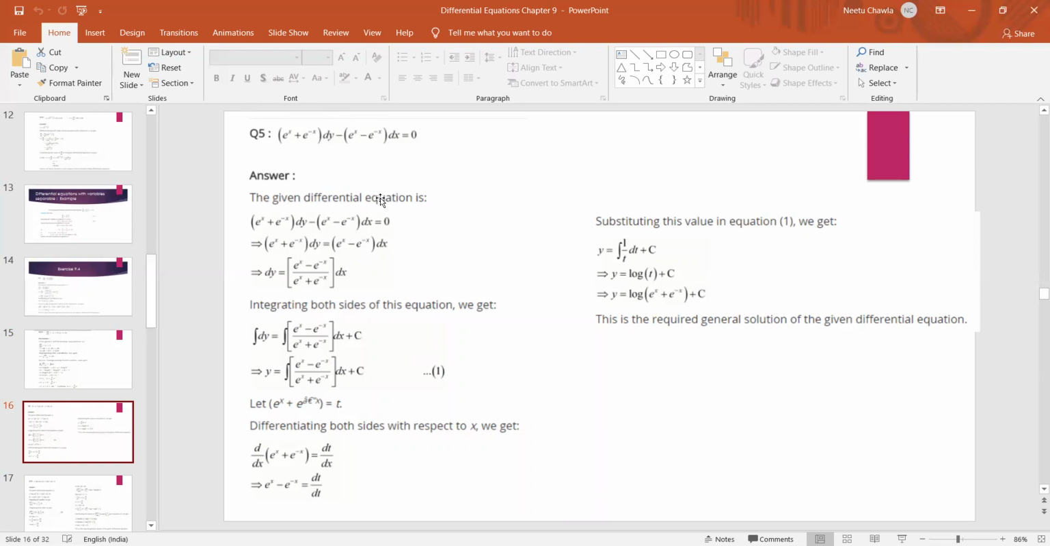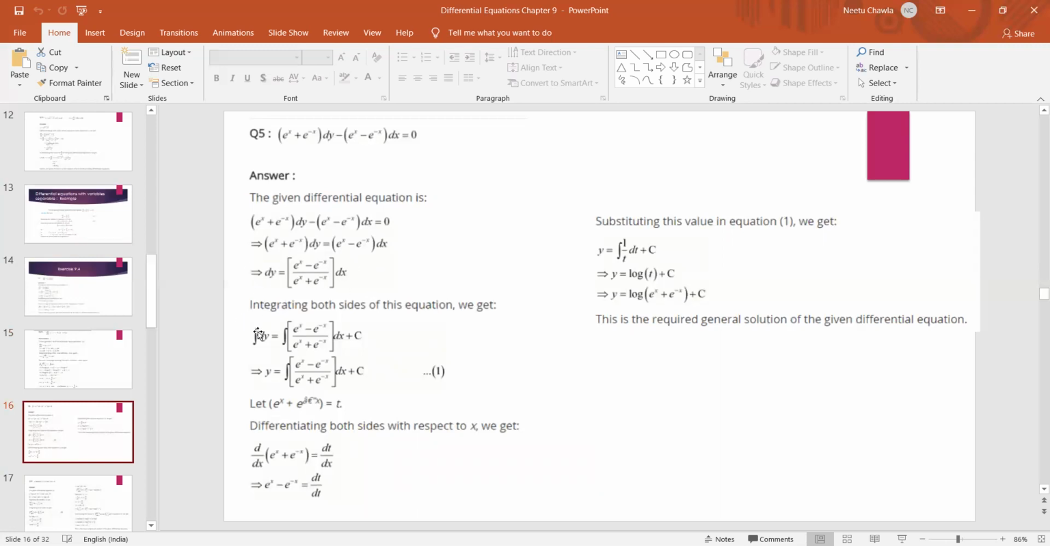So let us see first. This is your differential equation. Taking all the terms with a minus sign towards the right hand side, and then putting all the x terms on one side and the y terms on the other side, I am getting here dy is equal to (e^x minus e^(-x)) upon (e^x plus e^(-x)) dx.